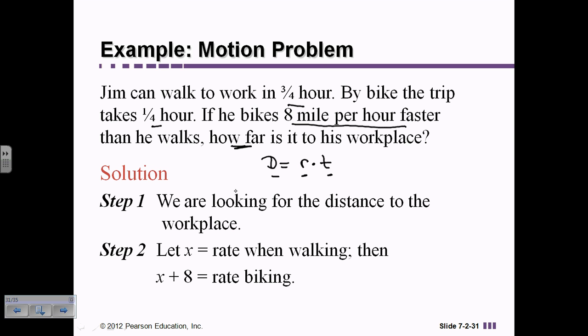So we're trying to figure out how far it is to his workplace. X is how fast he walks to work, and X plus 8 is how fast he bikes to work. Again, he bikes 8 miles per hour faster than he walks. So these two numbers here are talking about the rates.